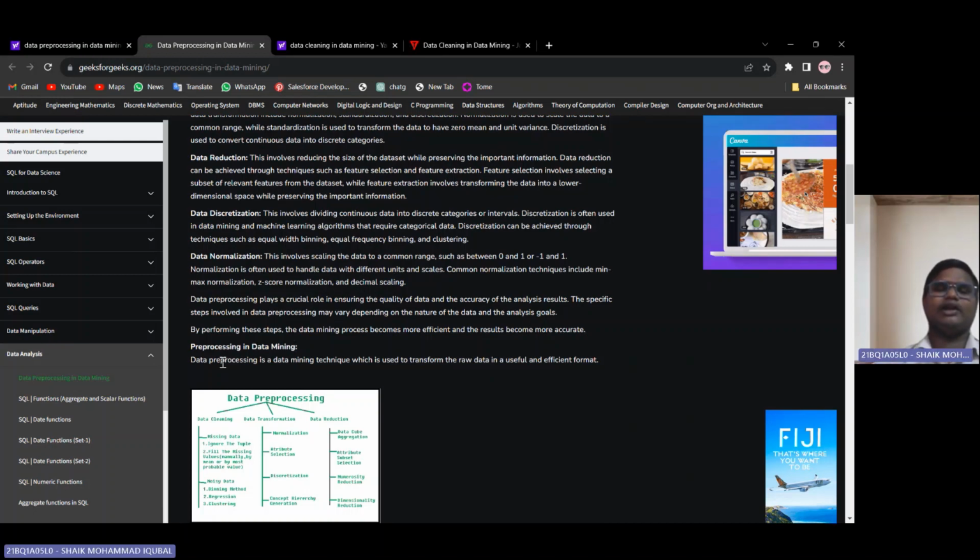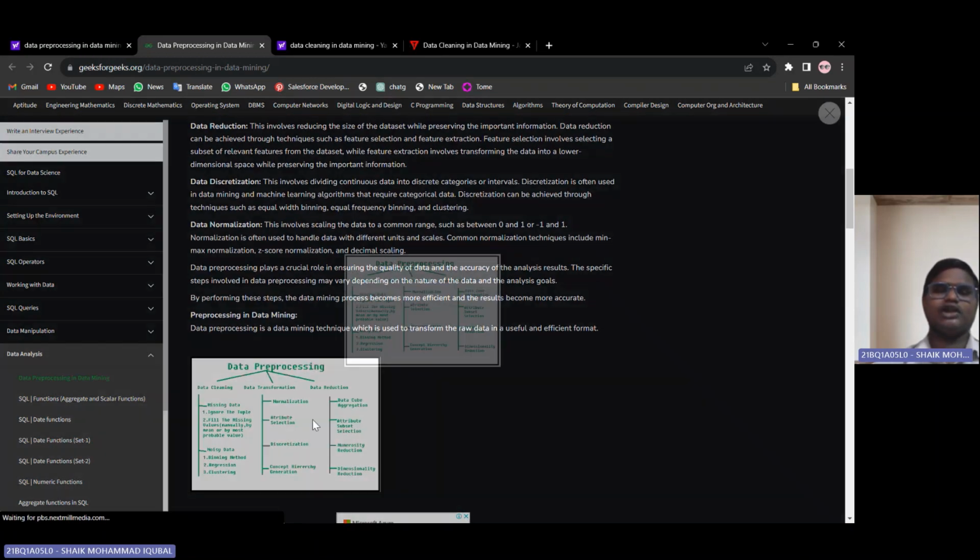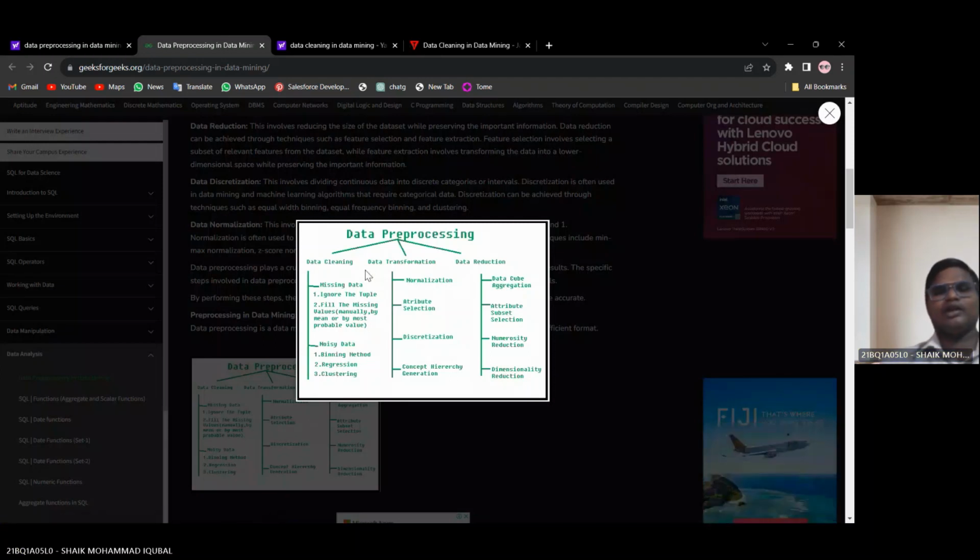Pre-processing in data mining. Data pre-processing is a data mining technique which is used to transform the raw data into a useful and efficient format. Here we have given a flowchart about the data pre-processing. The data pre-processing can be subdivided into three processes: data cleaning, data transformation, and data reduction.